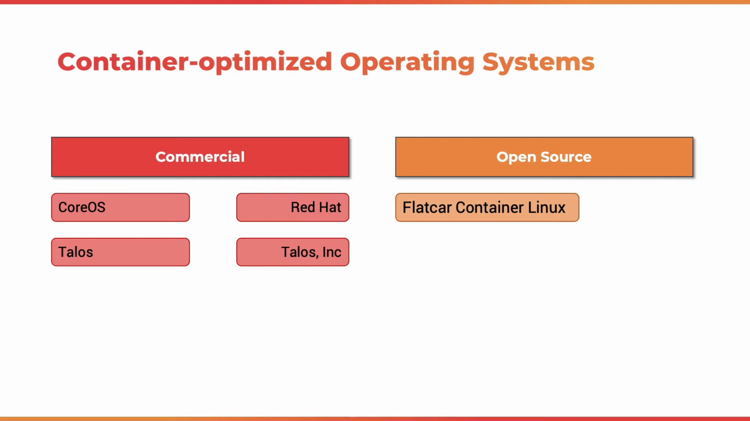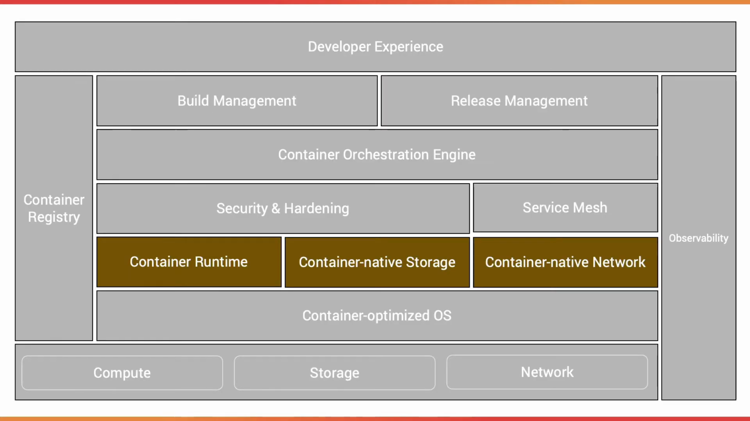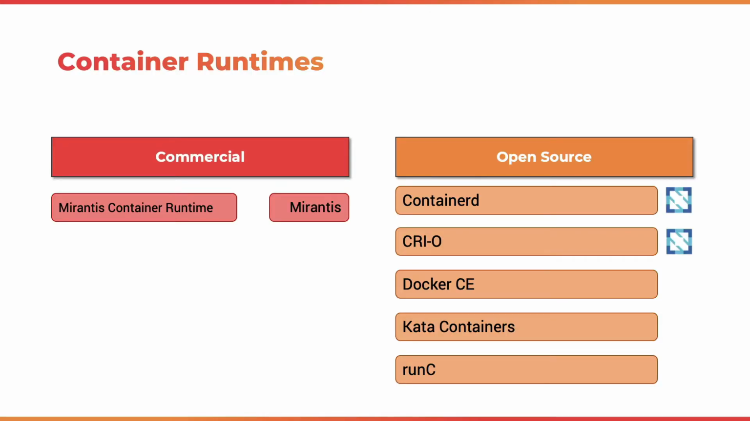Now, once you choose the operating system, you have the core building blocks, that is container runtime, container native storage, and container native network for the cloud native stack. So this sits a layer above your physical or virtual compute, storage, and network layers and gives you a very different environment that is highly optimized for containers. So container runtime is basically the interface between the operating system, that is the kernel, and the containers running on top.